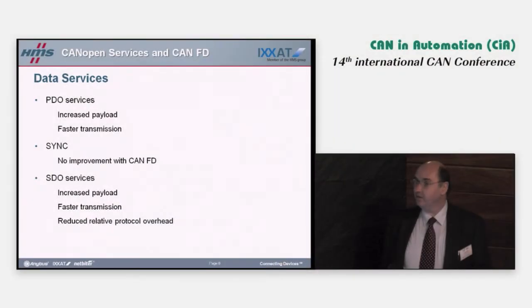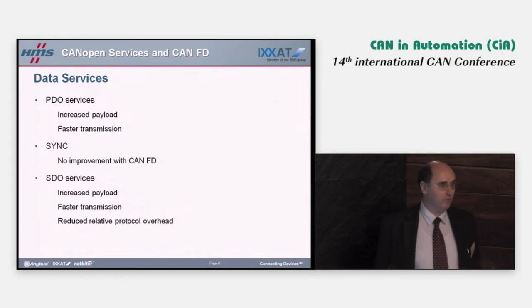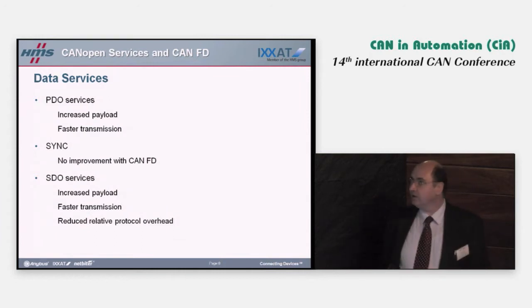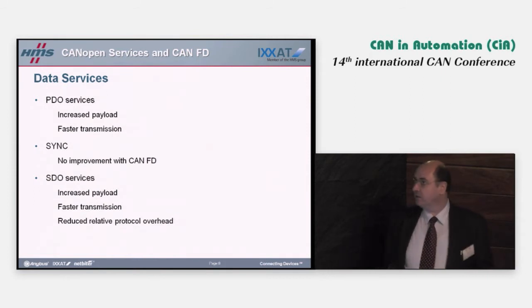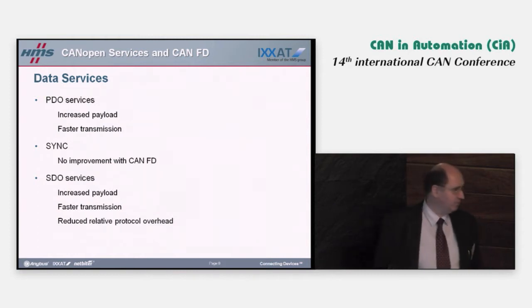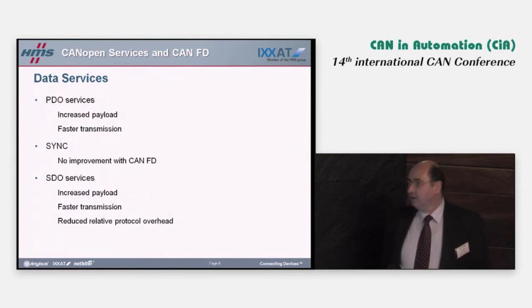So now there comes something that I call data services. So PDOs, definitely you have the increased payload available. You get more data in your process data objects. And when you really fill them up, you get the faster transmission speed. Sync, okay, it's related to PDOs in a sense, but you're not going to profit very much from CANFD there. It's slightly faster, depending which version of sync you take, if you take the one without any data byte or with 1 data byte. But here, nothing's going to really change.